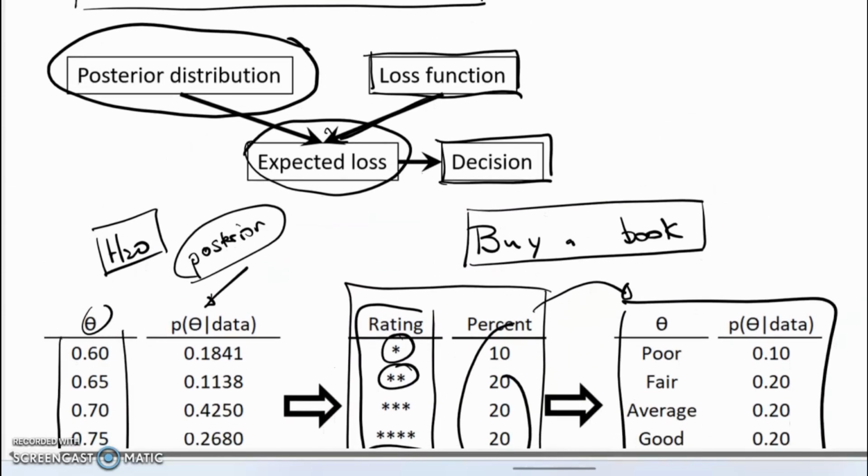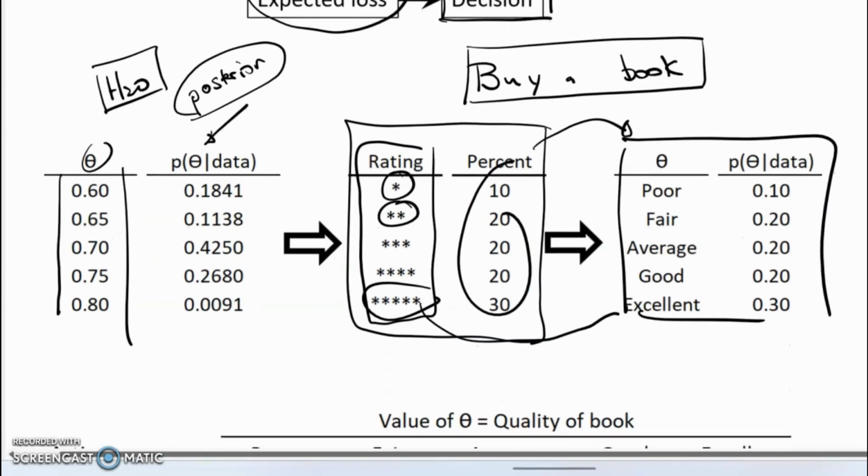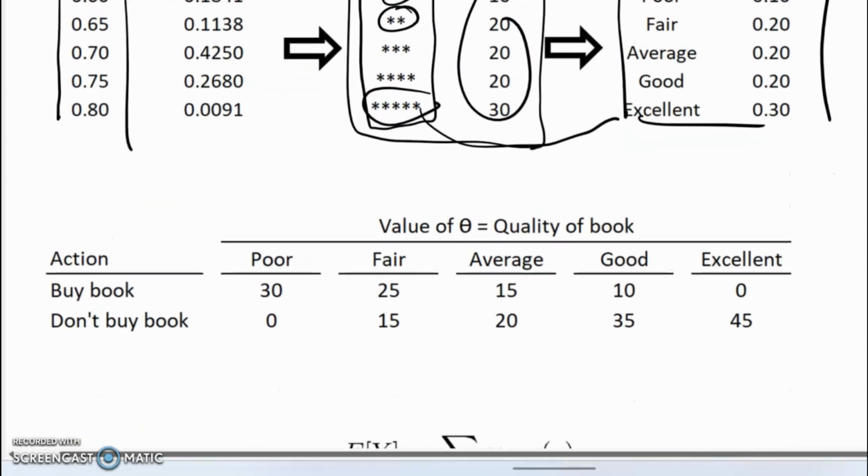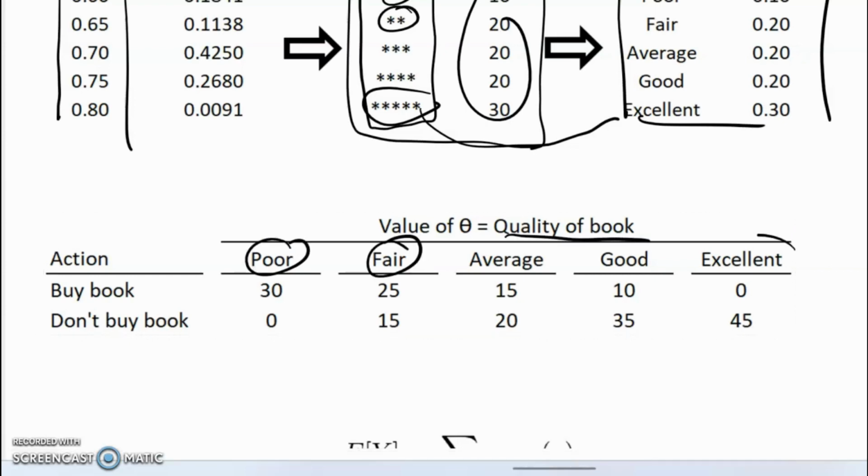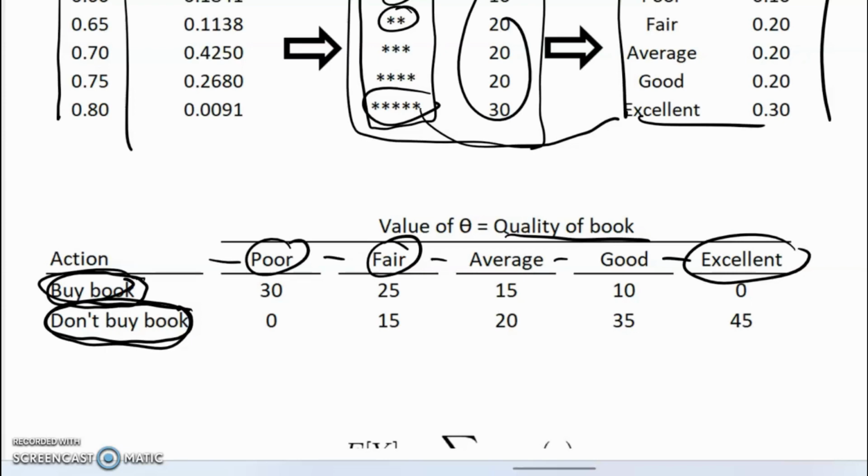And now what we need is a loss function. And here is our loss function. So we've got the quality of the book, poor, fair, all the way to excellent. And we're going to make a decision. We're either going to buy the book or we're not going to buy the book. And what this loss function tells us is the cost that's going to be attained if we buy the book versus not buy the book, depending on the quality of the book.